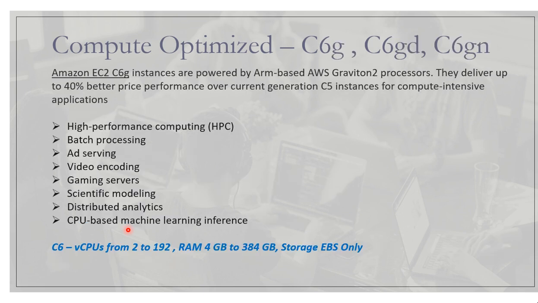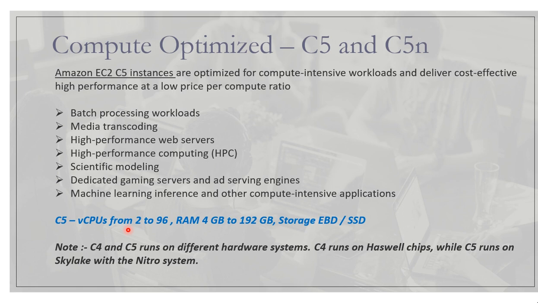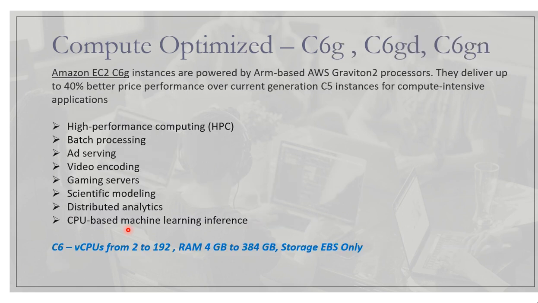Let us see what C6g, C6gd, C6gn are. They deliver 40% better performance compared to the C5 generation. Here we can have video encoding and gaming servers, which we cannot have under C4 and C5. Virtual CPUs are 2 to 192 and RAM is 4 GB to 384 GB, whereas in C5 we have only 192 GB. So here RAM is increased to 384 GB, which is very ideal for video encoding and gaming servers.